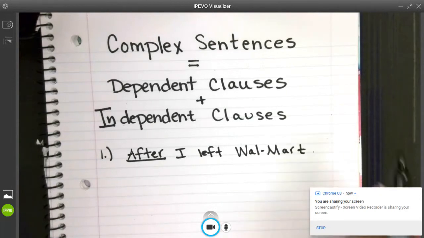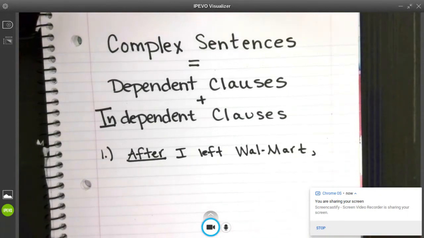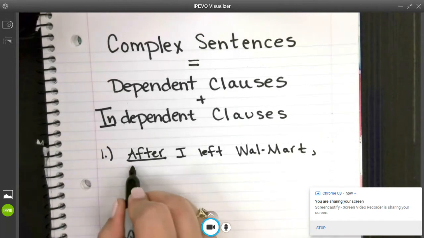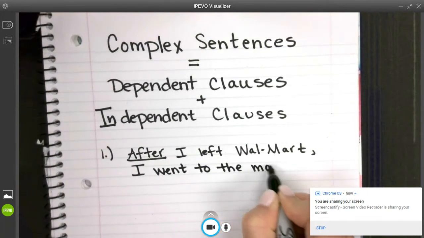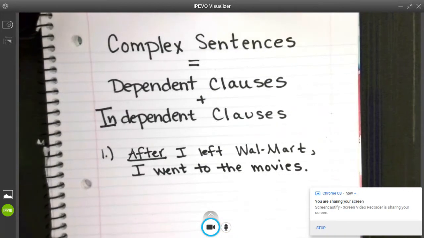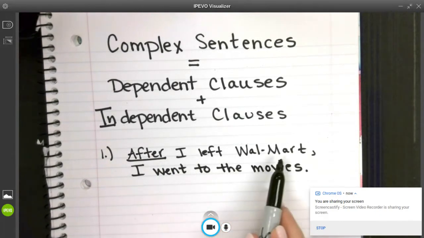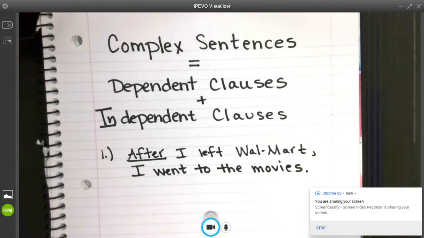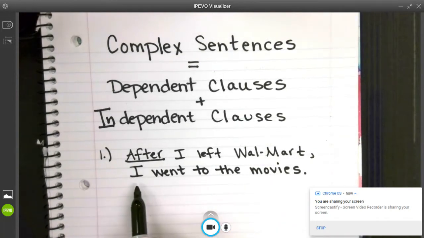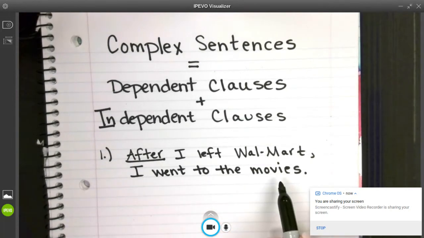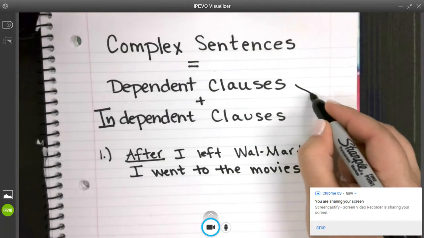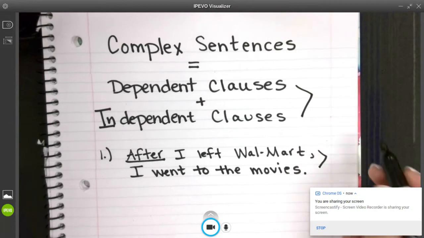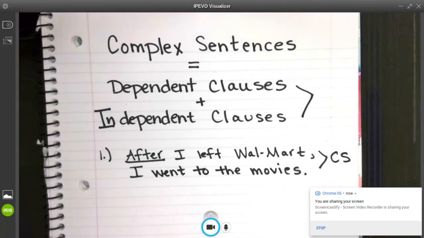So, what do I need? We know a comma. How can I finish that? After I left Walmart, I went to the movies, right? So my dependent clause, after I left Walmart, needed the rest of the story. It needed an independent clause, which is a complete sentence on its own. I went to the movies. I went to the movies is a complete independent clause, complete sentence. When I add these two together, they make a complex sentence, right?